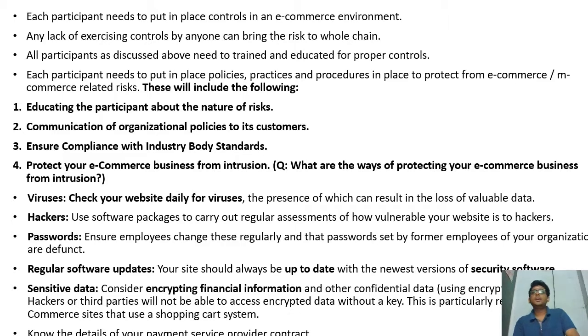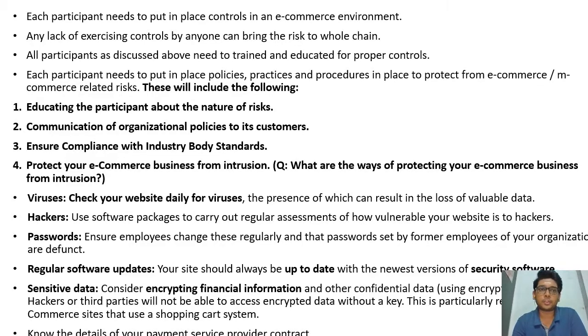Next we will see where each participant needs to put in place controls in an electronic environment. Any lack of exercising controls by anyone can bring the risk to the whole chain. All participants, as discussed above, need to be trained and educated for full controls and proper controls. Each participant needs to put in place policies, practices and procedures to protect from e-commerce and commerce related risk.